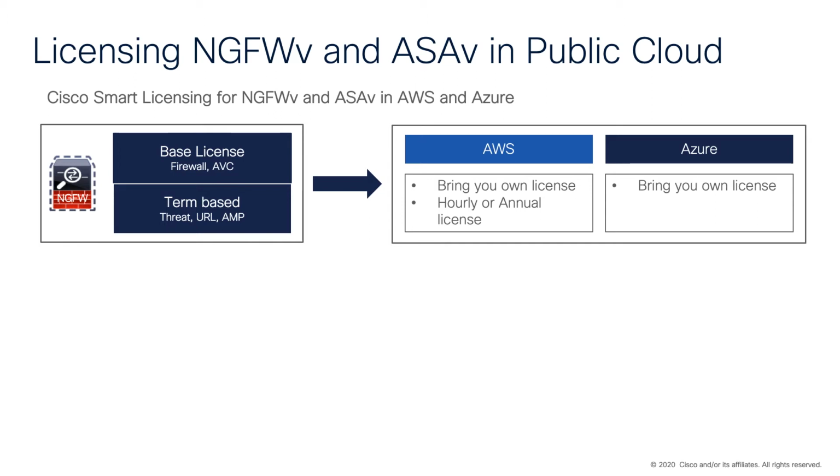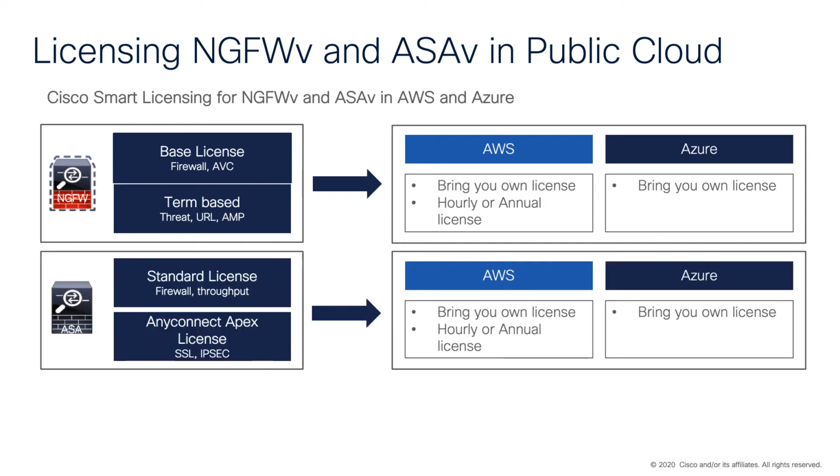Here is an idea of what is actually available in terms of licensing for both Amazon Web Services and the Microsoft Azure platform. For our Firepower Threat Defense next generation firewall, again, remember we have two types of licenses. We have the base license, which is included with the product, which includes the firewalling and Application Visibility and Control. And then we have the term-based licenses, which are the subscription licenses for things like threat, URL, or advanced malware protection. Now, in both Amazon Web Services and in Azure, we have the option to bring your own license. But in AWS, we also have the option to do an hourly or annual license also.